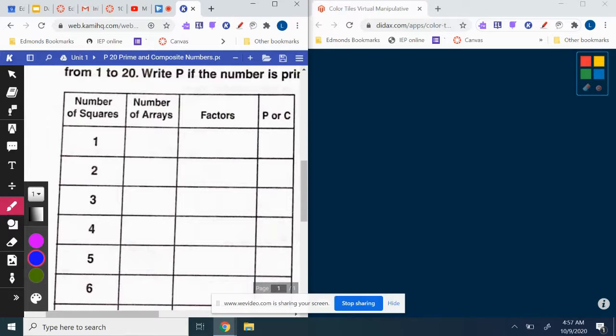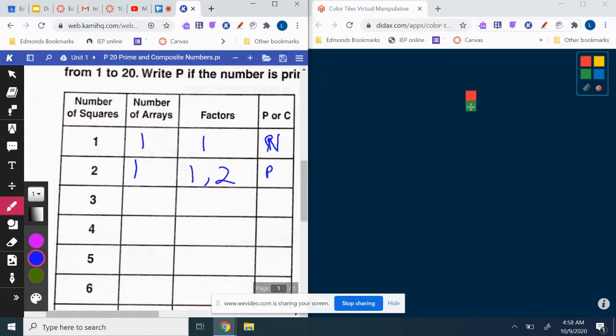So on our worksheet, they actually want you to use some tiles. So we know that the only type of rectangle we can make with number 1 is one array. It has one factor. The factor is only 1, so it has to be prime. Actually, it's neither. We're going to put an N there. It's not prime because there's only 1. But let's take a look at 2. So on this screen, I'm going to bring up two squares. 1, 2. And no matter how I arrange these two squares, I only get a 1 by 2 rectangle. So I know that my array number is 1. My factors are 1, comma, 2, so it is prime.